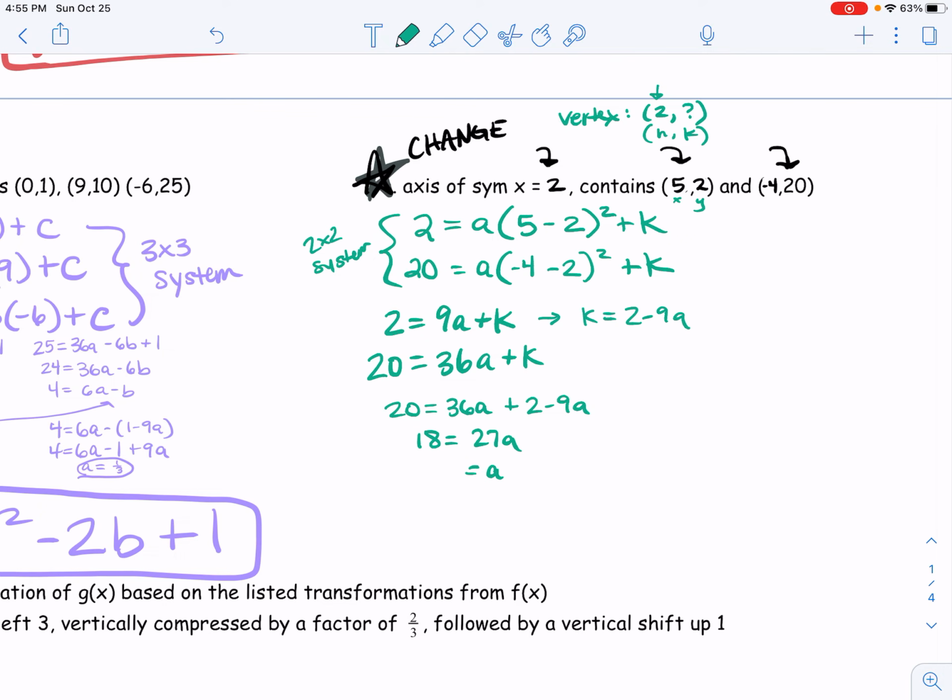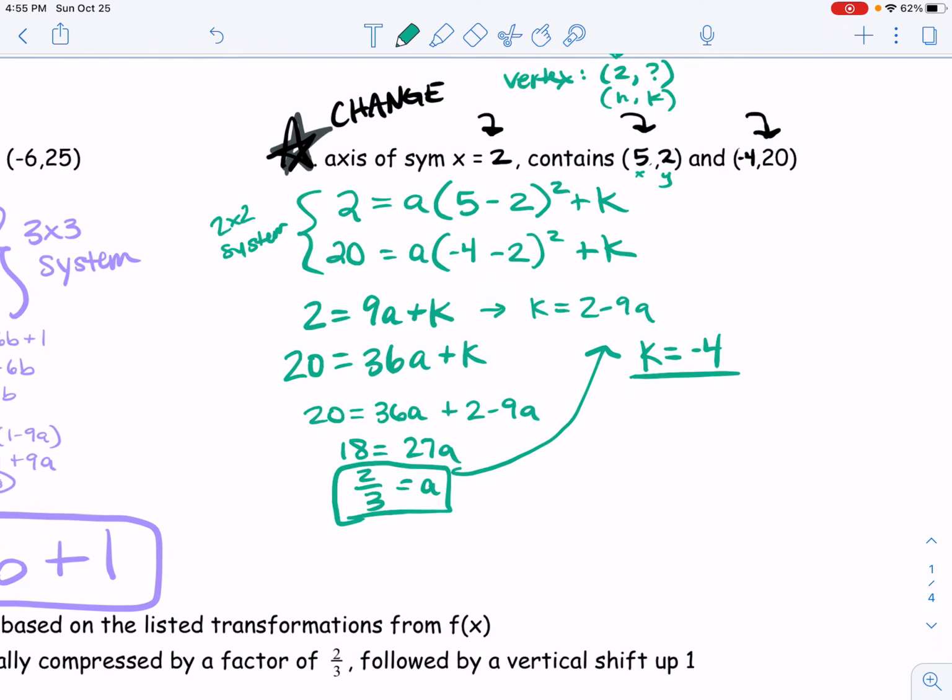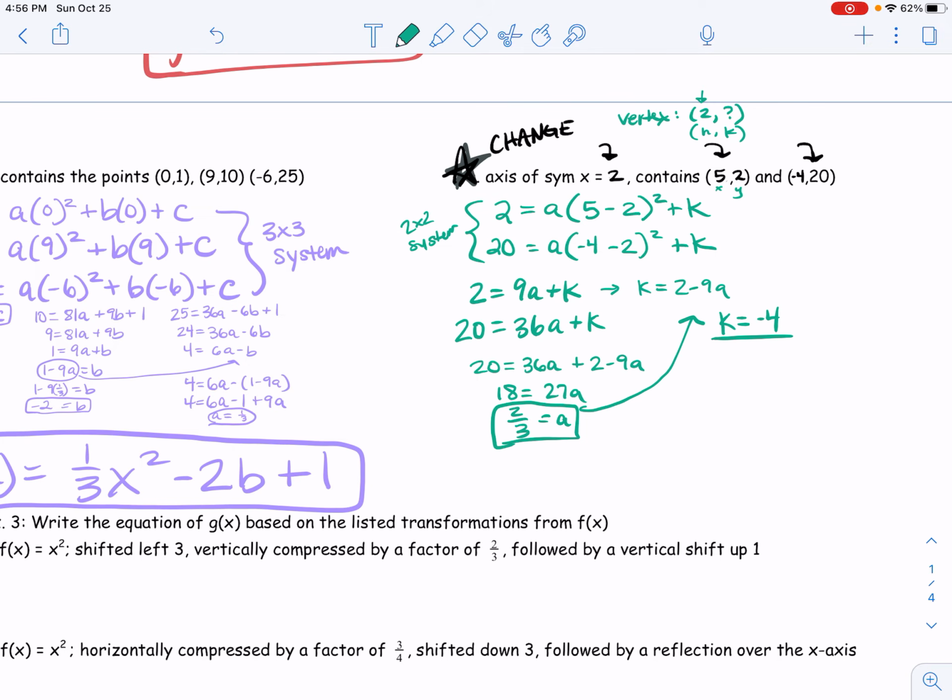So a is equal to 2/3. Okay, I can plug that in here and get k equals 2 minus 9 times 2/3. 9 times 2/3 is 6. So 2 minus 6 is negative 4. So now I know the value of k, I know the value of h, and I know my value of a. So that's great, but I don't want it in vertex form. I want it in standard form.